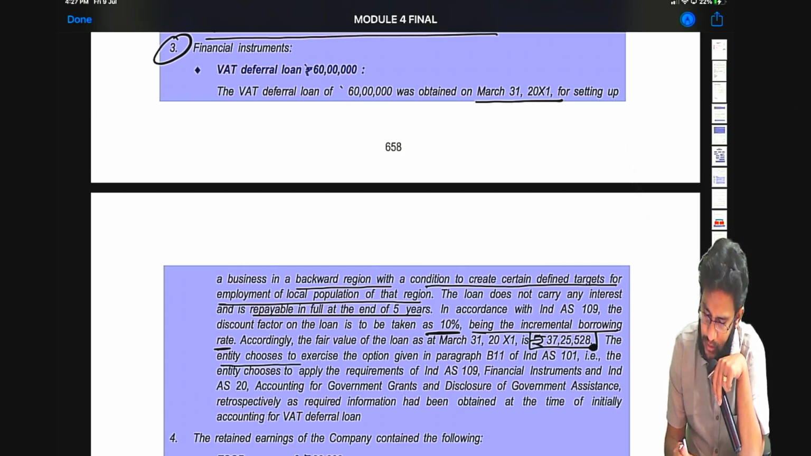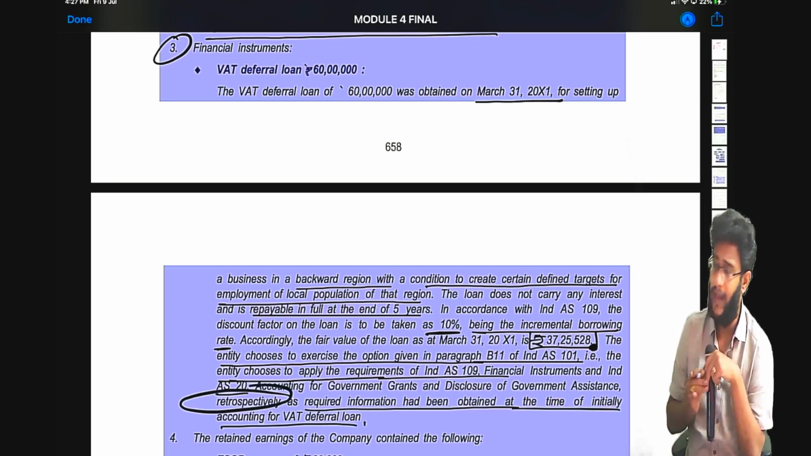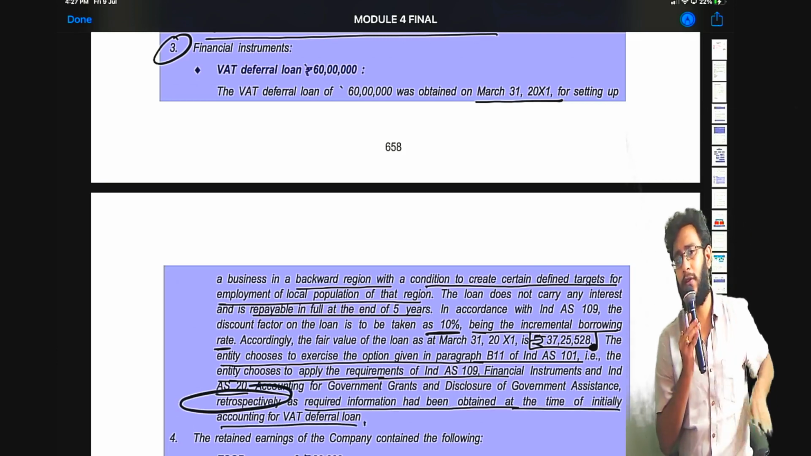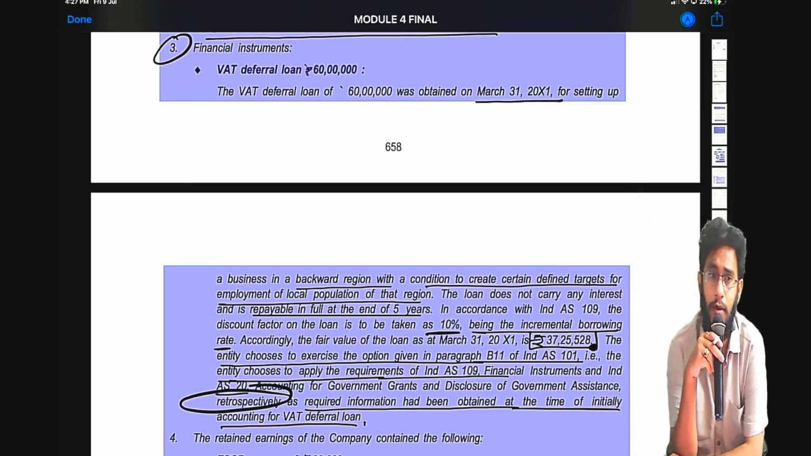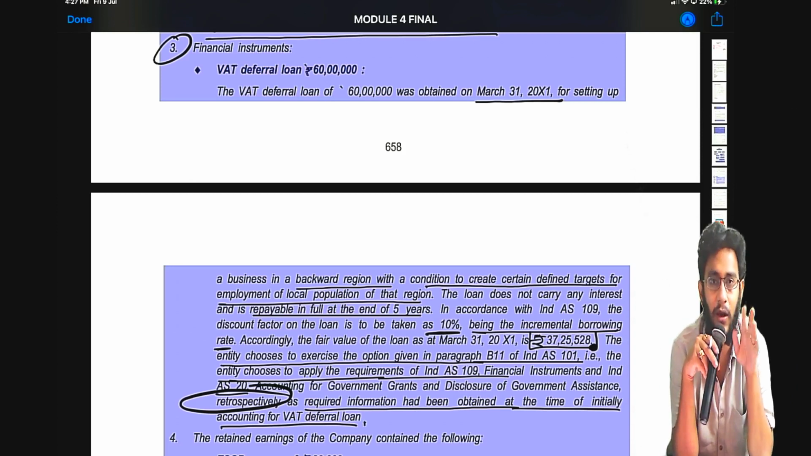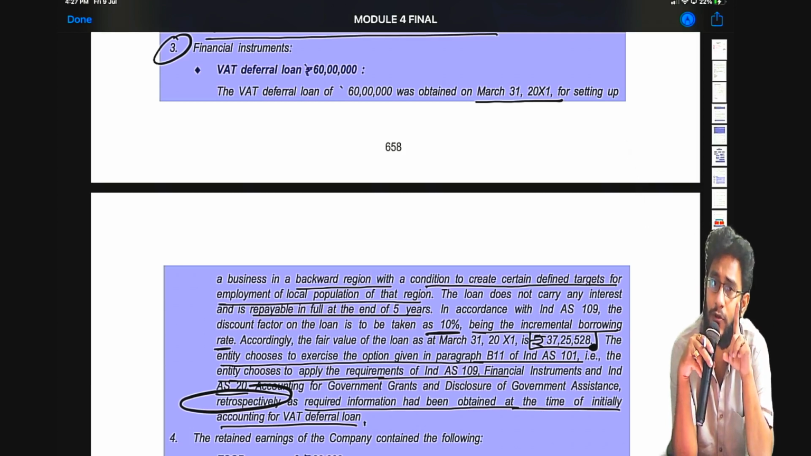The entity chooses to exercise the option given in paragraph B11 of Ind AS 101. That is, the entity chooses to apply the requirements of Ind AS 109 and 20 retrospectively as the required information has been obtained at the time of initially accounting for the VAT deferral loan. Anyway, let me put it very straightforward to you. In case of government loans or concessional interest rate loans, the discussion in Ind AS 101 is you are not supposed to do any splitting of grant component and all. Whatever liability is there, whatever remaining future payments are there, match them, find out an EIR and do prospective accounting as per Ind AS 109.